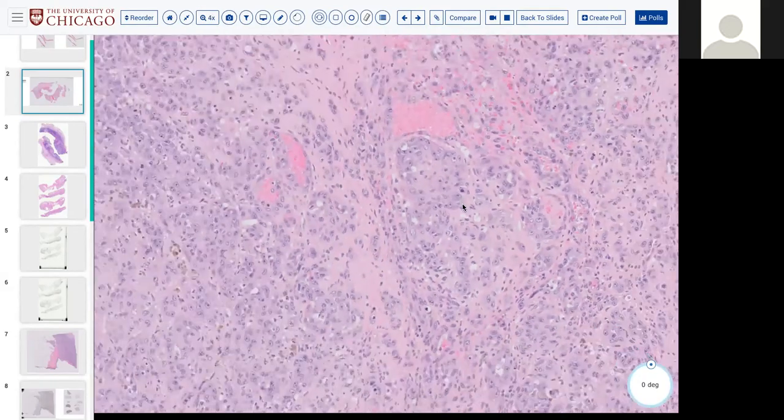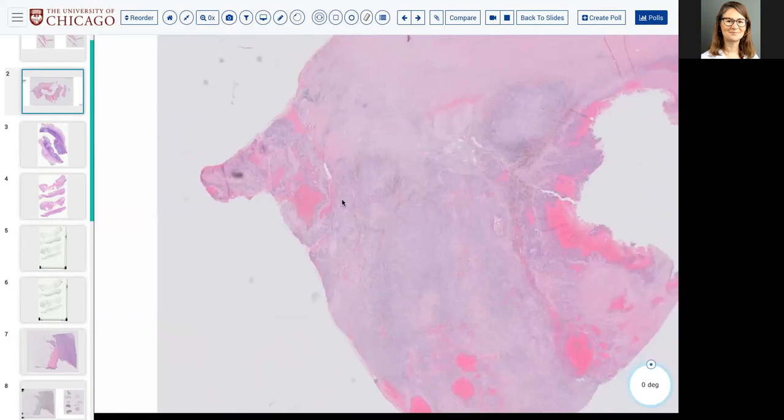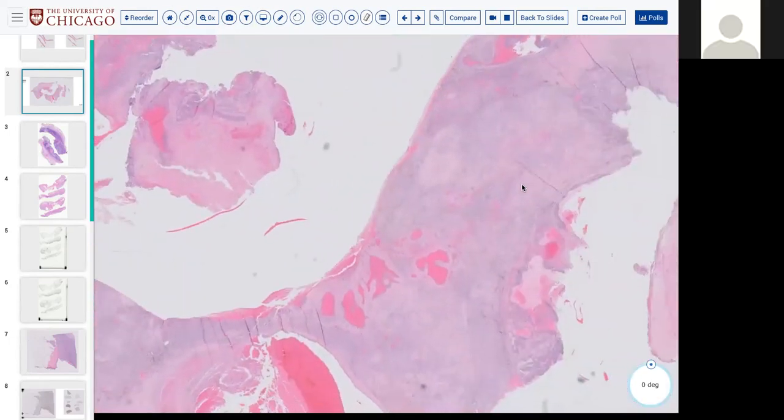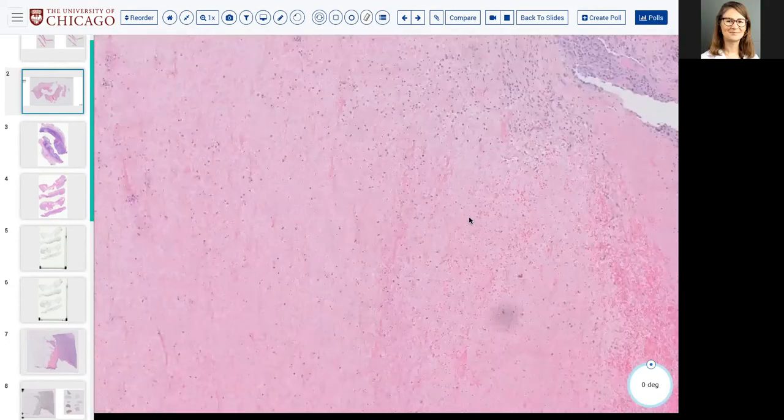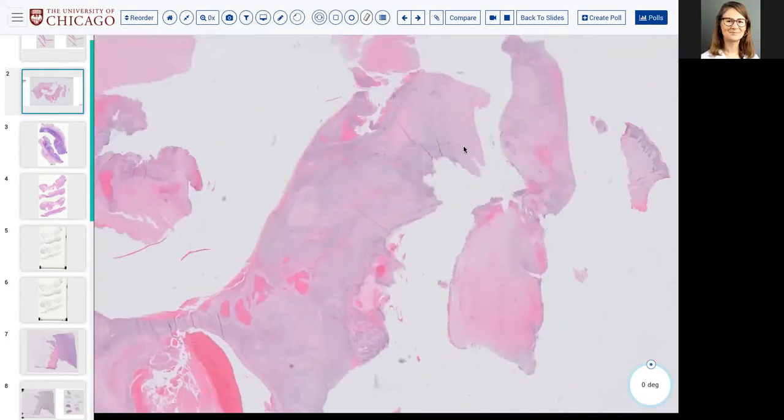Yes, here we have kind of apoptotic bodies. Yes, and we at least have some figures. Central kind of degenerative change, whether that's true necrosis or just kind of intralesional hemorrhage, I don't know.